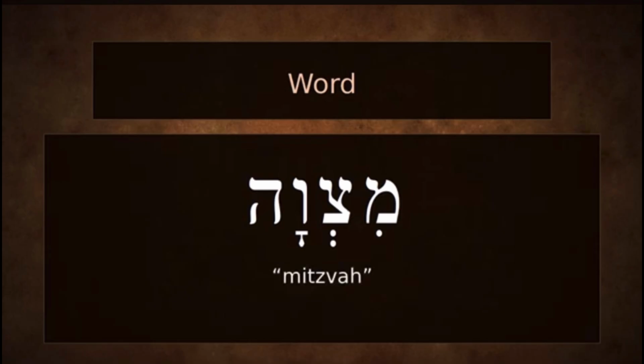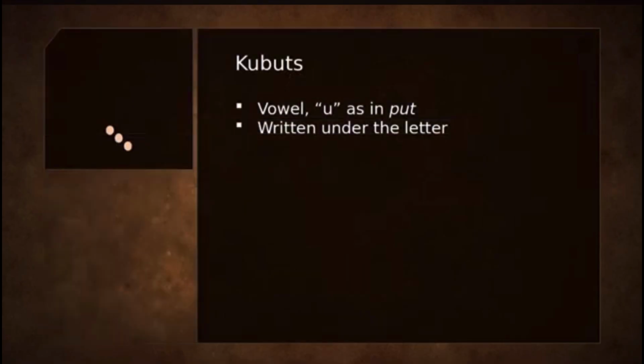Altogether, this is pronounced mitzvah. Mitzvah means commandment. Here is our next vowel. This is the kubutz. The kubutz is written as 3 dots in a sort of downward slope. The kubutz is written underneath the letter. Kubutz makes the sound as in put or foot.